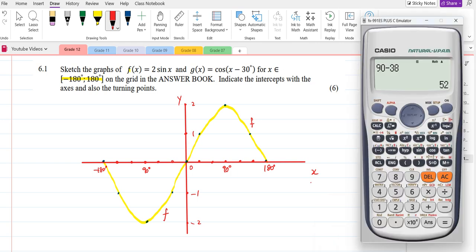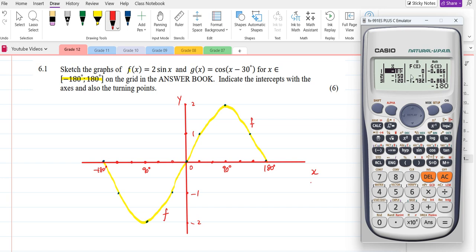to the right. So if you go to mode, table 7, you just enter f of x, 2 sine x, close the bracket. g of x is cos of x minus 30 degrees, right? Starting at negative 180, ending at 180, and stepping 30 degrees, right? So these are all my values.